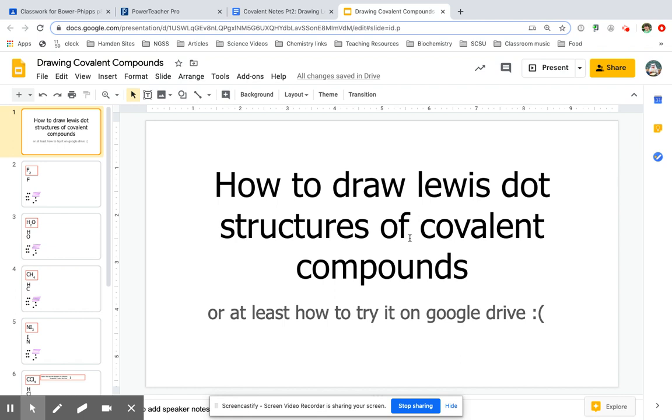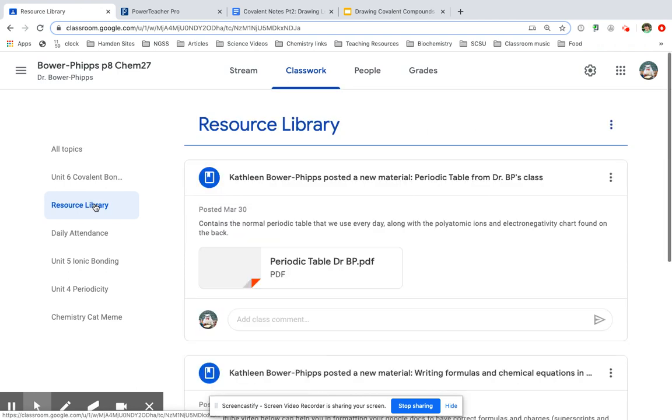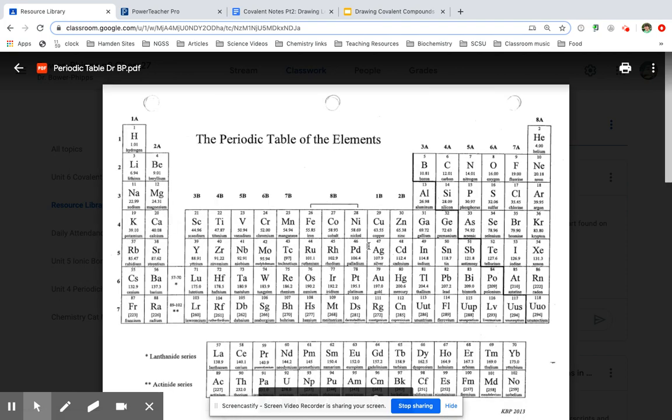We're going to use this sort of like a fake piece of paper because I can't look at your pieces of paper as easily. So this is the way that I'm going to check and see if you can draw covalent compounds. You're also going to need your periodic table handy. Remember that you can find your periodic table in the resource library. Make sure that you have your periodic table handy that you can use.